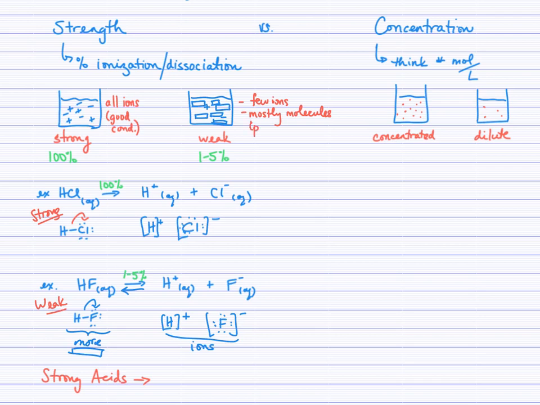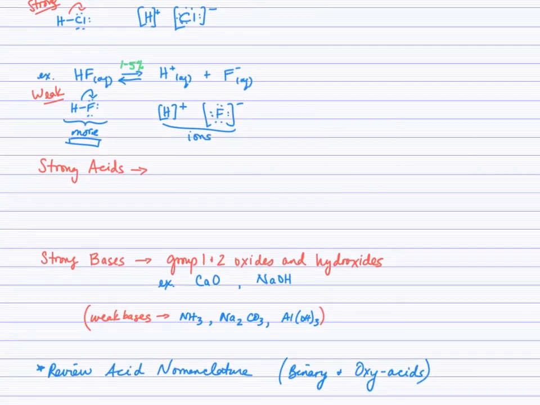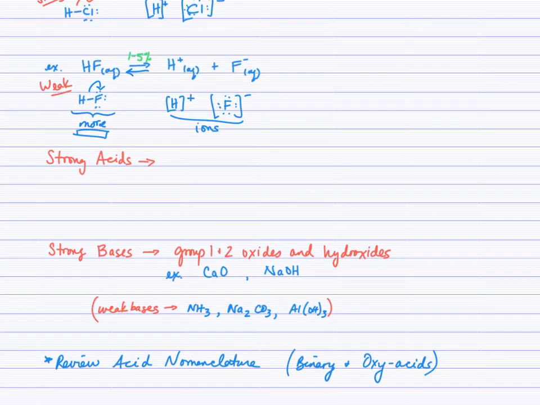And you might expect then with fewer ions that this leads to poor electrical conductivity. So where concentration is about the number of particles of solute in the solution, strength is about the type of particle. In the case of strong acids or bases, we're going to have all ions for the solute. In the case of weak acids and bases, we're going to have mostly molecules, very few ions. So all that's left really is to communicate the specific strong and weak acids and bases.